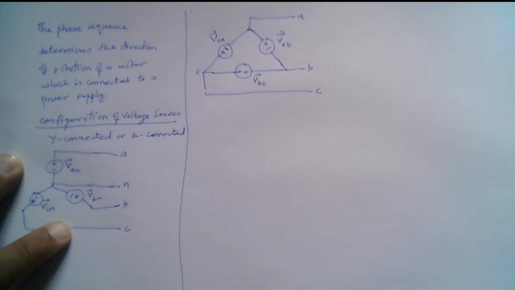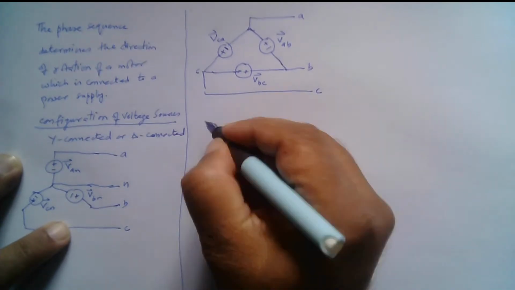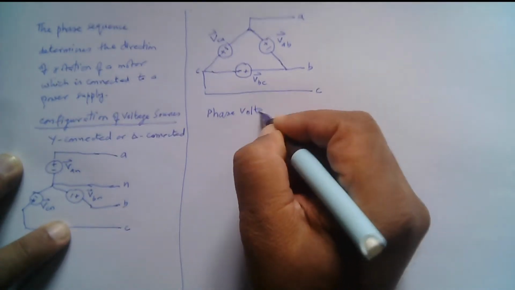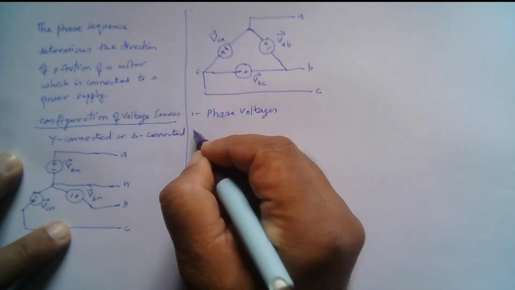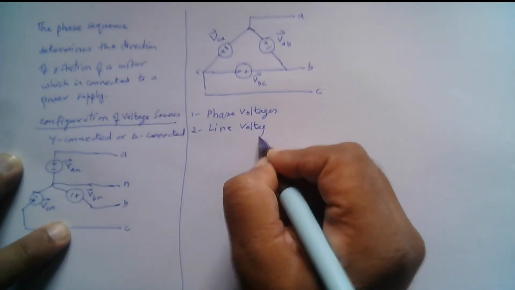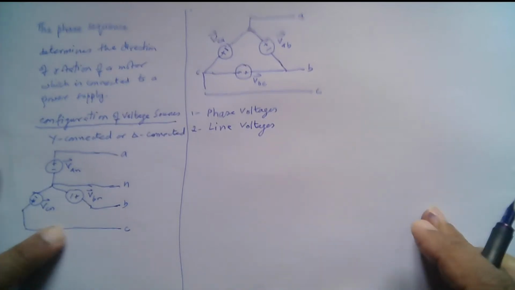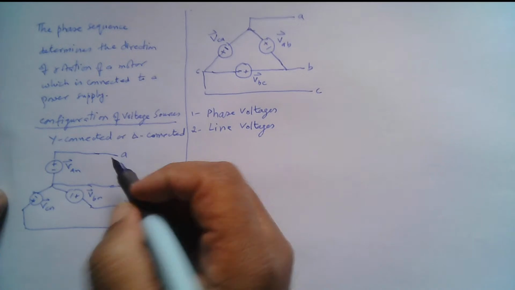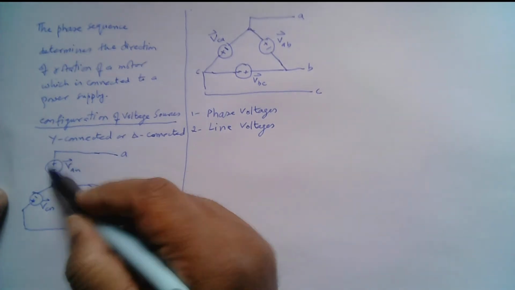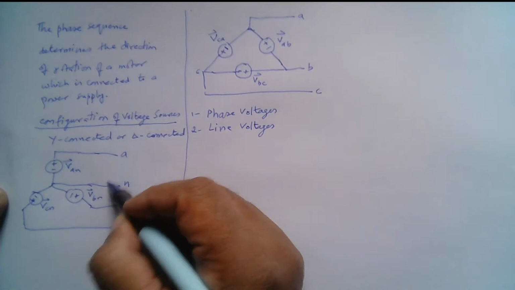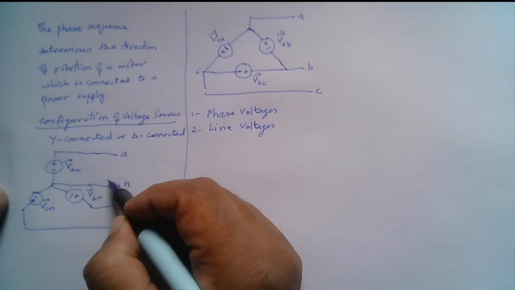So let me at the same time now describe phase voltages and line voltages, right? First look at this Y connected source. We have this source connected between the neutral wire and this point A. So this voltage from A to N, which is VAN, is the phase voltage.